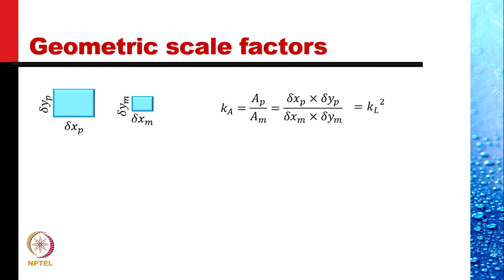The geometric similarity ensures that the scale factor for the area would be the scale factor for the length squared. Similarly, the scale factor for the volumes Kv would be Kl cubed. All volumes in the prototype and all volumes in the model, the ratios would be Kl cube, a unique factor.